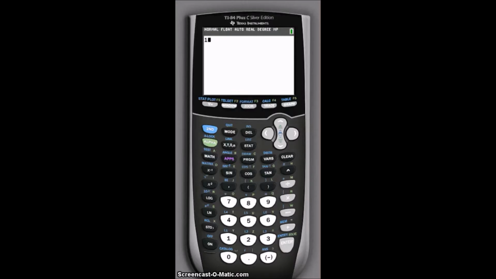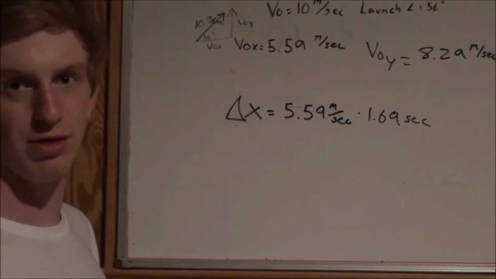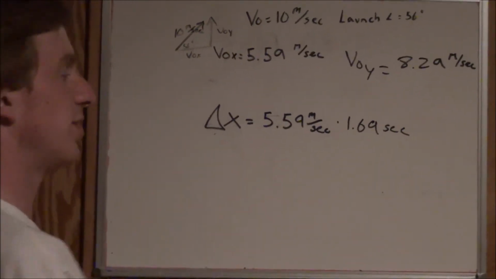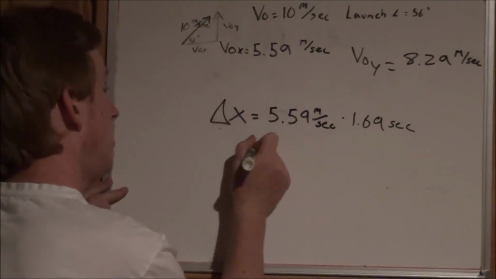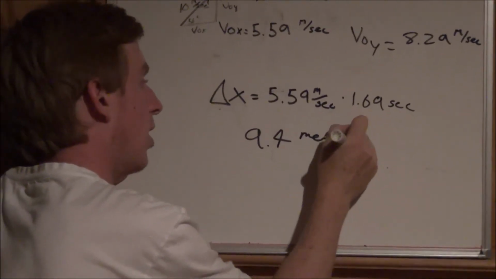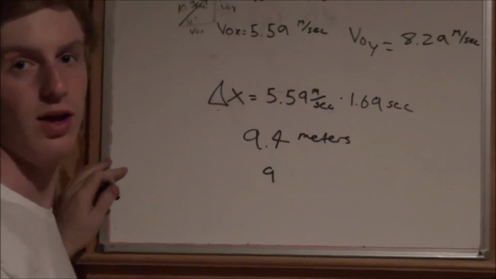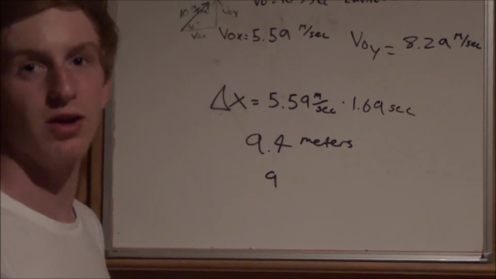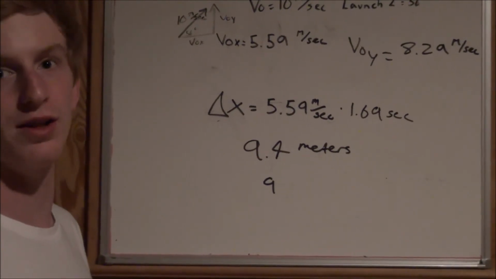We start with the total time, 1.69 seconds. Then multiply this by the x velocity, 5.59 meters per second. This gives us 9.4 meters. After doing the math, we have found that the total distance that the golf ball traveled was 9.4 meters, which rounds to 9. So, with the whole shot, the golf ball traveled 9 meters in the air and landed into the hole.